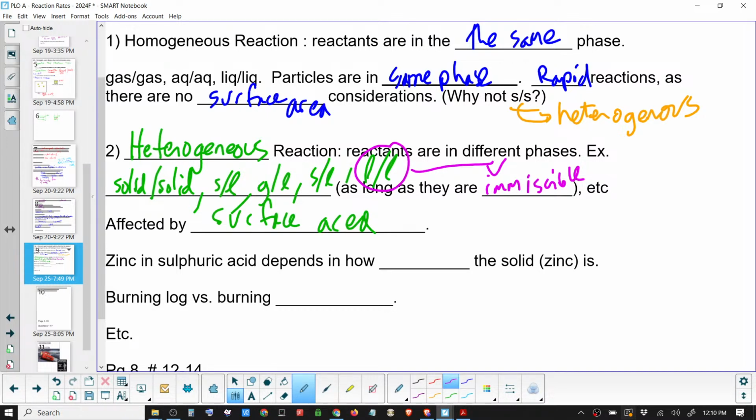Why not gas and gas? Gas is homogeneous. There is no such thing as an immiscible gas, as far as I know. If someone can contradict that, pardon? Liquids can be in the same phase. So to be heterogeneous, they have to be like oil and water. They have to be so that they literally separate. But if they don't separate, then they're homogeneous.